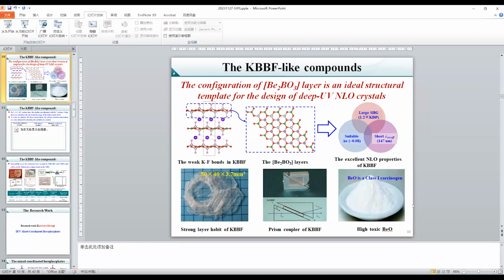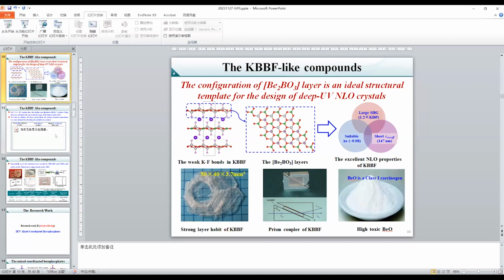And to grow KBBF we need to use the highly toxic beryllium oxide as the raw material. So it makes growing KBBF very difficult. So we can say the excellent nonlinear optical property of KBBF mainly comes from the Be2BO3 layer, but the weak layer connection gives it a very strong layer habit.